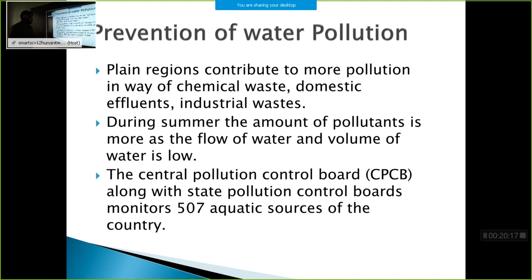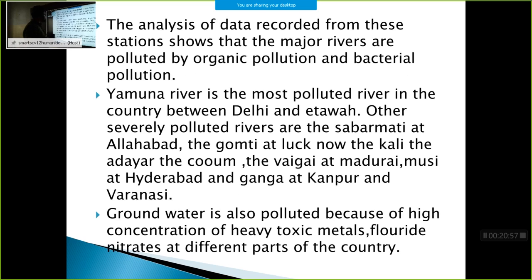The Central Pollution Control Board, that is CPCB, along with state pollution control boards, monitors 507 aquatic sources of the country. With the help of State Pollution Control Boards, they check the quality of water from these sources, which is very important, because after a particular period of time it is important to check the quality of water so that we can know the chemical composition and the quality of water.